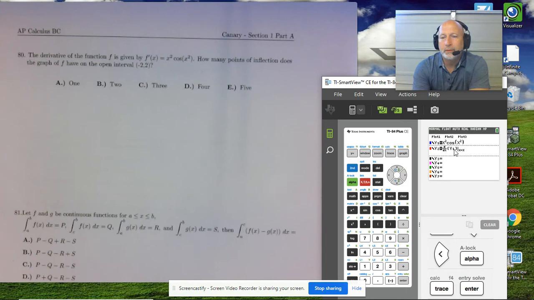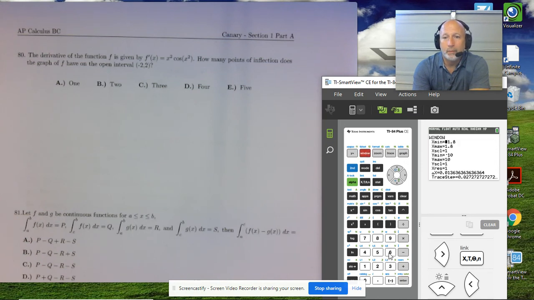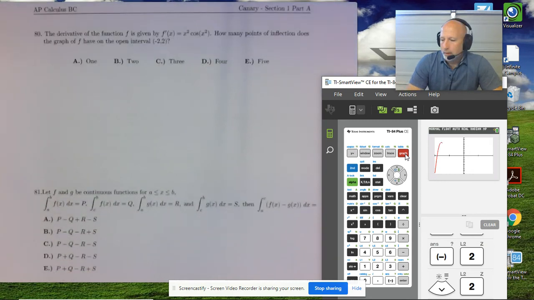Now, when I graph this, I only want to see y2. I don't want to see y1 because I don't really care about that. I just want to know the second derivative, so I'm going to go up here and turn it off. Now I'm going to graph it. I only want to know the interval from -2 to 2, so I'm going to change the window to go from -2 to 2. Now I graph it, and there it is.